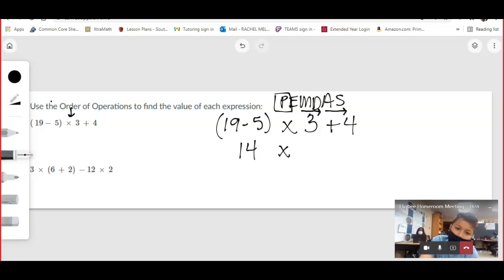Okay, so now I'm done with all of this. I want to rewrite anything I have not used. I did not use the times 3 or the plus 4. Now I can cross off the P because I don't have any more parentheses. Do I have exponents? No. Do I have multiplication or division? Yes. Do I have both? No. I don't have division, but I do have multiplication. So this 14 times 3 has to come next.